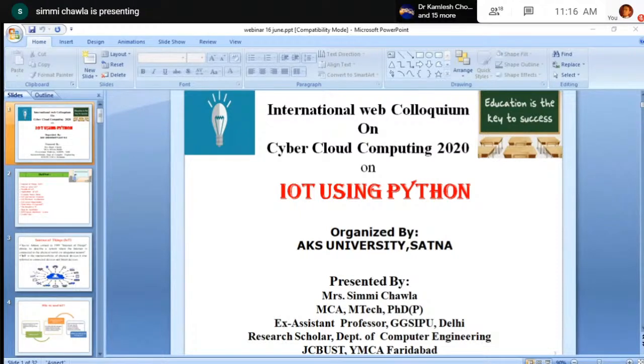So I will start the session from the term which is IoT. The term IoT was coined by Kevin Ashton, who is known as the father of the internet, as everybody knows. In 1999, he coined that term and described the system: the internet is connected to the physical world via ubiquitous sensors.